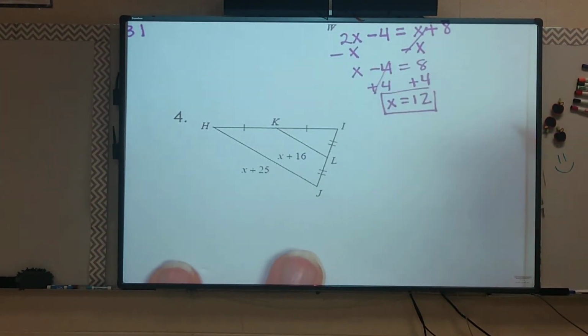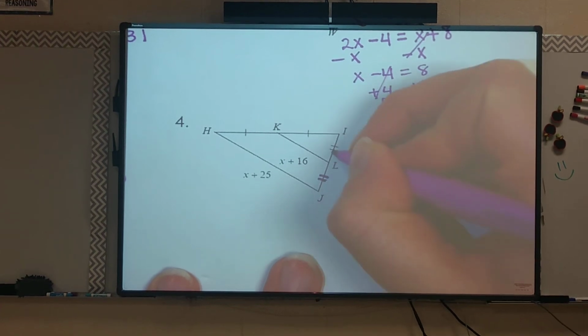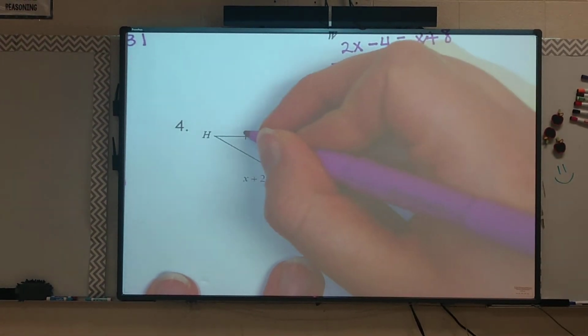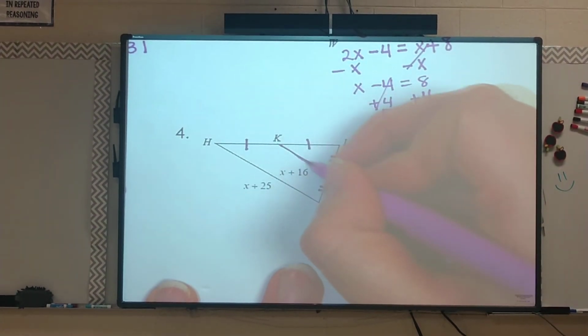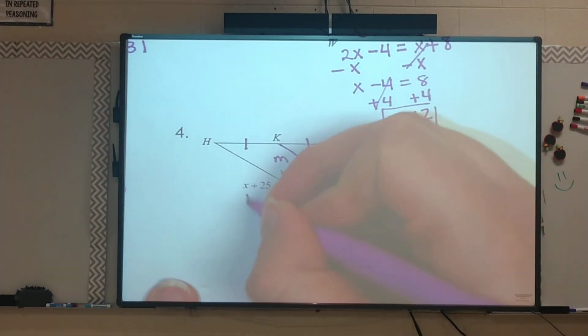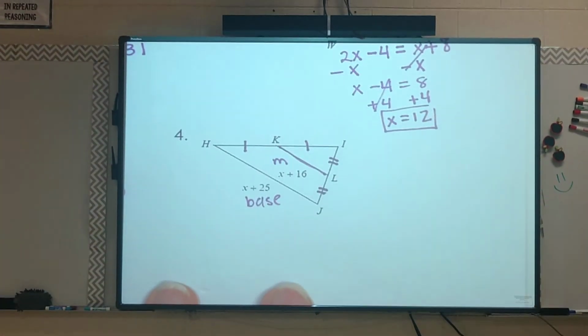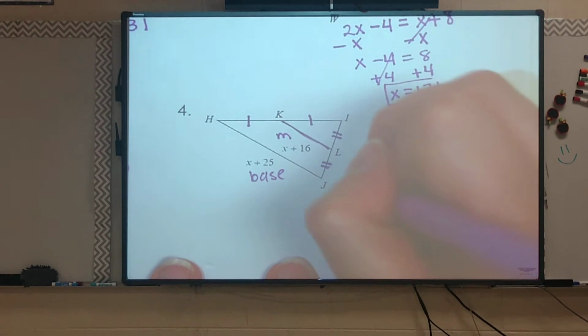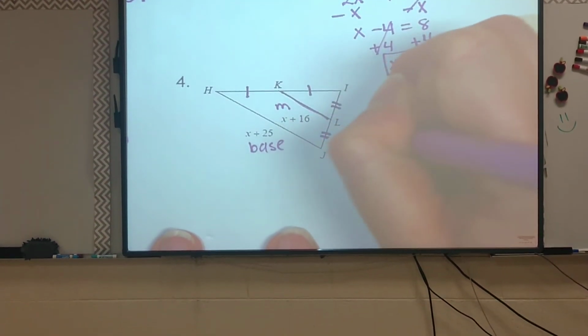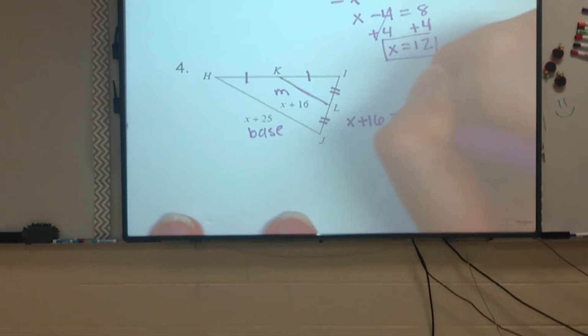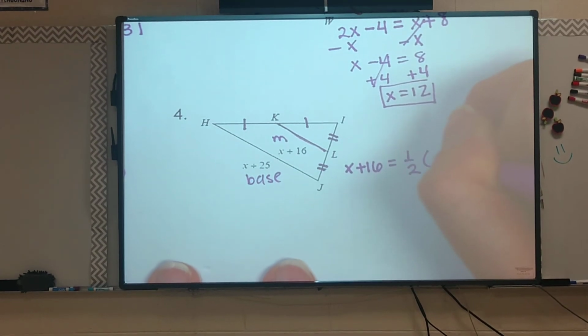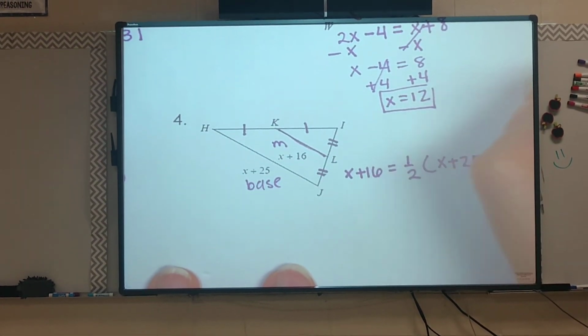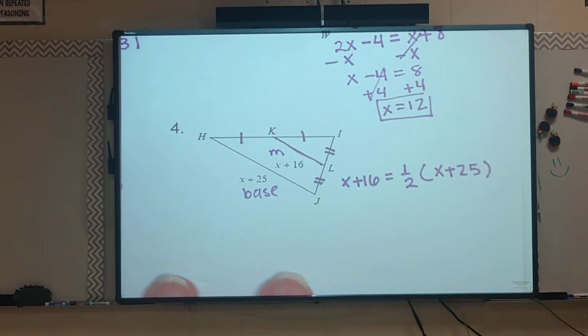So on this one, same case scenario, both sides are being bisected. So that means this guy right here has to be our midsegment, and the other one is our base. Set it up the same way we've been doing. So take your midsegment, x plus 16, set it equal to half of my base, which is x plus 25. Okay? Do the same thing we've been doing.